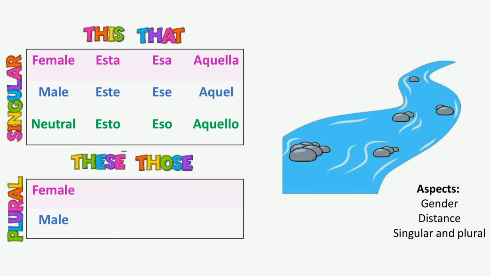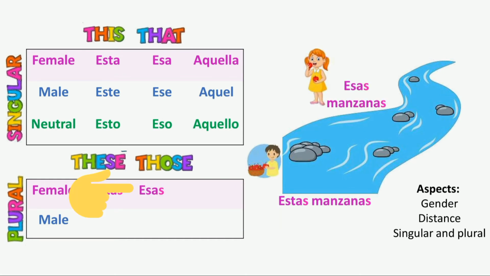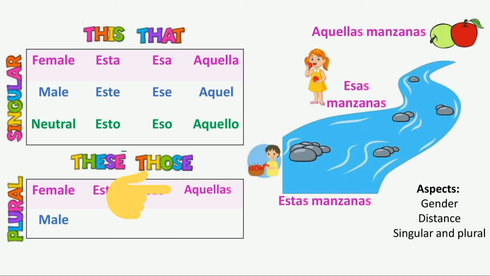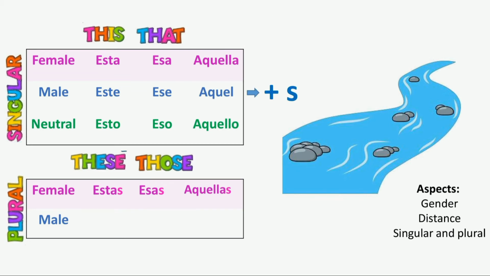Now let's talk about the plural. In the plural, there are only two genders, female and male. The plural of the female gender is formed by adding s to the singular female gender as follows. Estas manzanas. Esas manzanas. Aquellas manzanas.